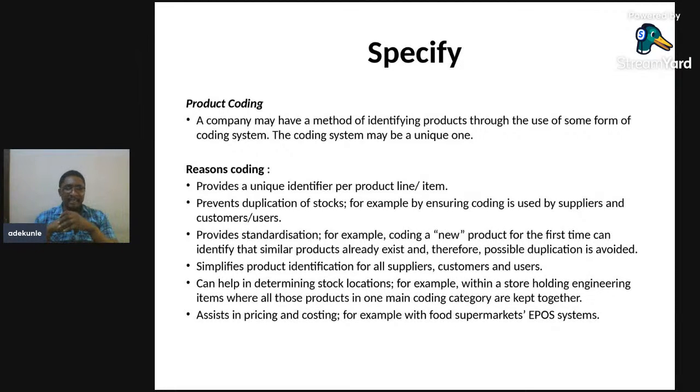One of the reasons we code is that coding provides a unique identifier per product, per line. Coding also prevents duplication of stocks. Coding provides standardization for the goods. Coding also simplifies product identification for all suppliers, customers, and users. Coding can help determine stock location, especially when you're operating in the warehouse or looking for goods in the warehouse, like the example of Milo. Coding assists in pricing and costing where possible.